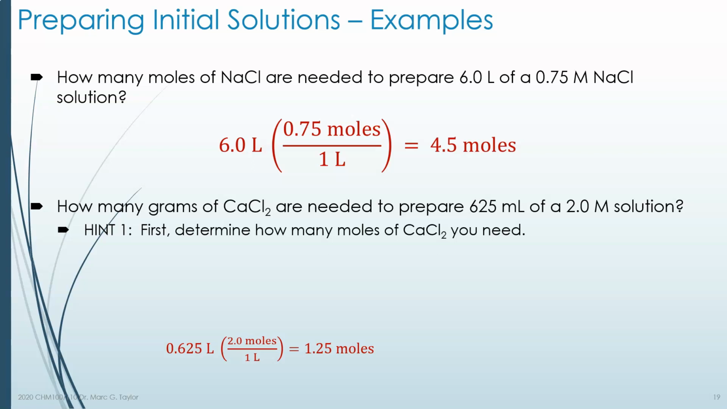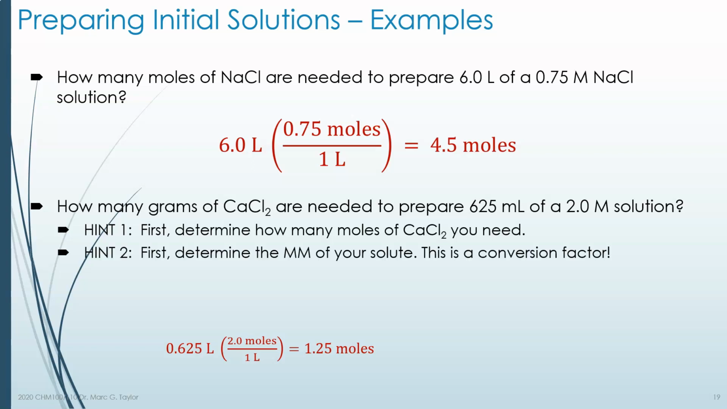Our concentration is 2.0 molar, or 2.0 moles per 1 liter, because we have 2.0 moles of calcium chloride in 1 liter of solution of calcium chloride. So that's our conversion factor to convert liters to moles. We now know we need 1.25 moles of calcium chloride. Now, you'll notice I did not round this number. It is important not to round until you get to the final answer of any problem. So be careful about rounding. You get what's called rounding error if you round too early.